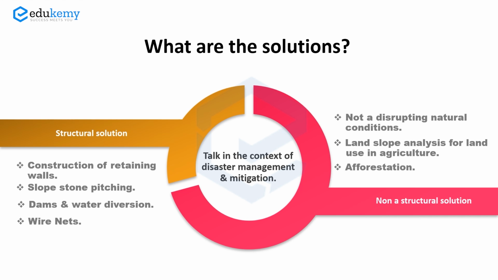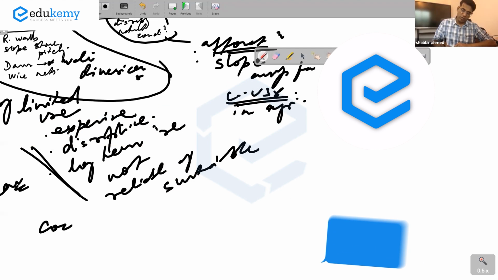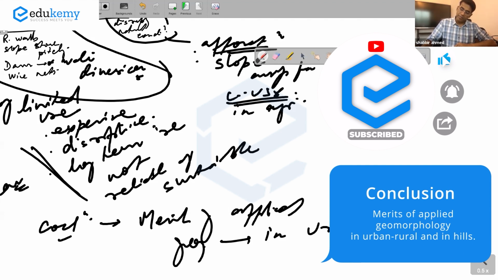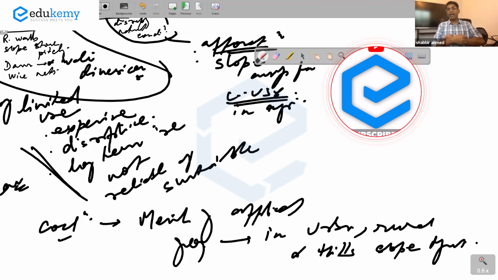So this should be your answer. And finally, to conclude, geomorphology in urban, in rural, and in hills, slope management. And the answer on these lines.